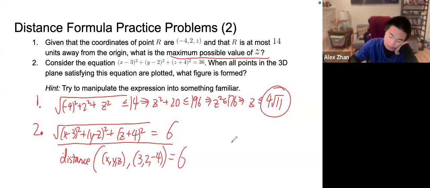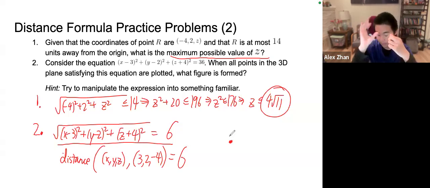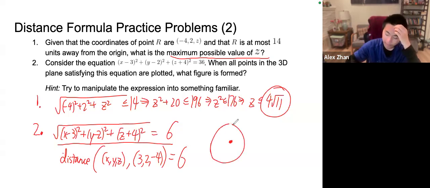to 6. In other words, if you imagine all points with the same distance to a given point, take all other points with distance 6 to it, then what is this? It's just a sphere, right? That's the definition of a sphere. So it's a sphere that is centered around the point (3, 2, -4), and it has a radius of length 6.